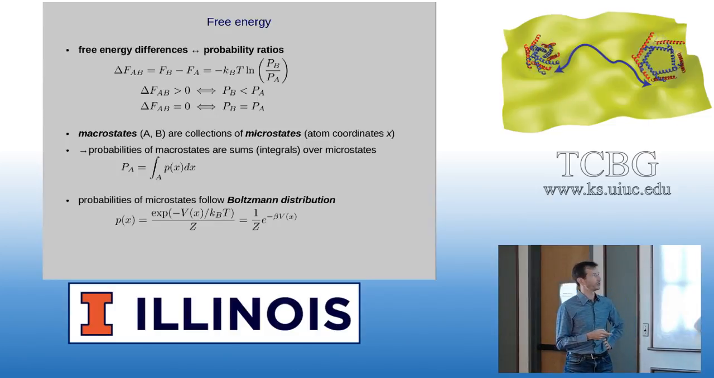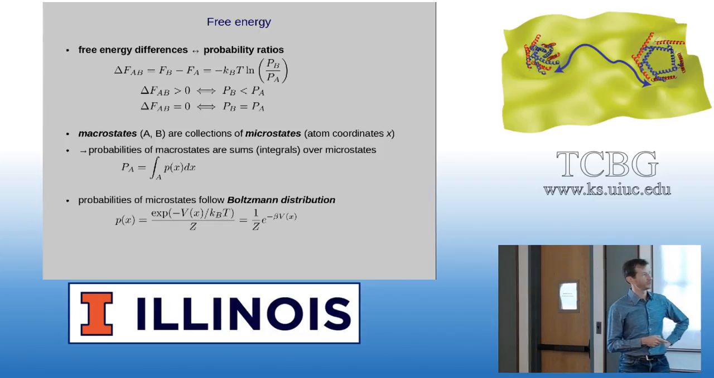And so you integrate over some domain, which is the fraction of configuration space that represents state A, the individual probabilities of each of these microstates. And then, of course, this P of X is the probability distribution of the microstates, and it follows the Boltzmann distribution, which is basically the negative exponential of the potential energy function. So this is our force field here.